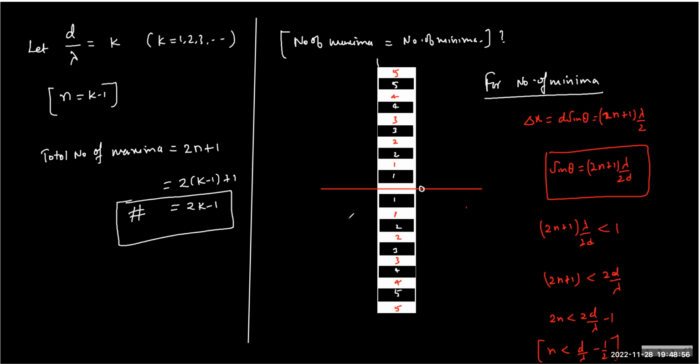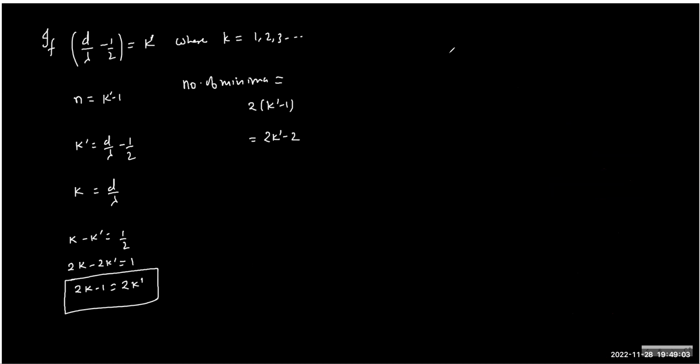Yeah, we need to find the maximum. See, the total number is known to us, right? Yes, sir. So total number of fringes cannot exceed d by lambda. And if d by lambda is an integer, let's say 10 or 5 or whatever. So total number of maxima, minima. Why is this happening? Just a moment. Well, this is the maximum, right?